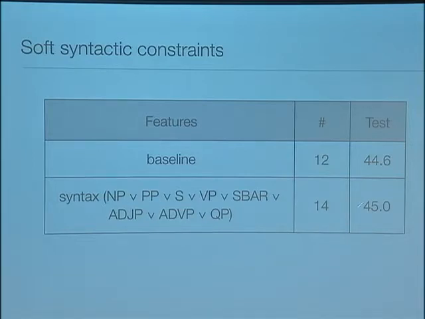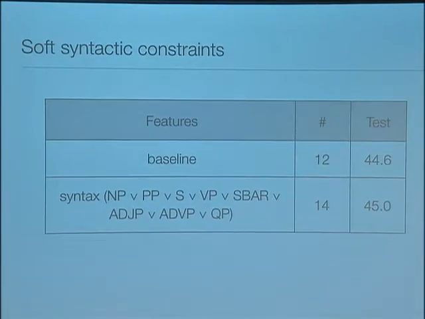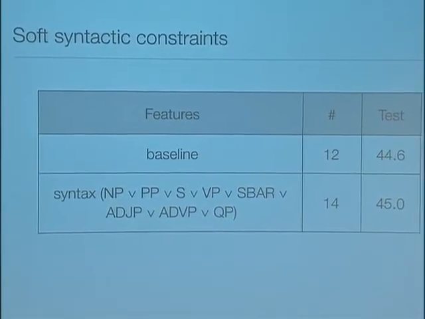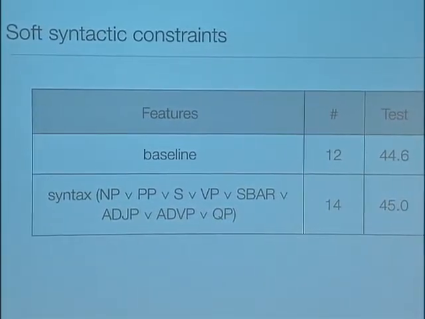So the total number of features is 14. Okay, and this helps. The score goes up from 44.6 to 45. So this helps. This is nice. This is better than the original result I had back in 2005, where the syntax didn't help at all. So this is nice. Okay?